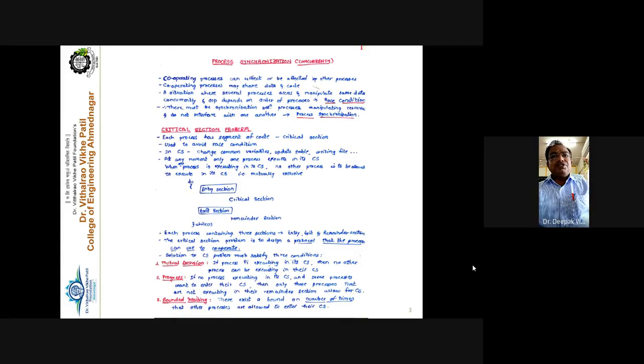Therefore, there must be synchronization between processes manipulating the resources and do not interfere with one another. And that is called as the process synchronization, or that is the main motto, or that is the main aim behind the process synchronization. So see it carefully. Process synchronization, what is the necessity of process synchronization, or what is the aim of process synchronization, that we have to first understand. So one can say that n number of processes are running in the system, right?